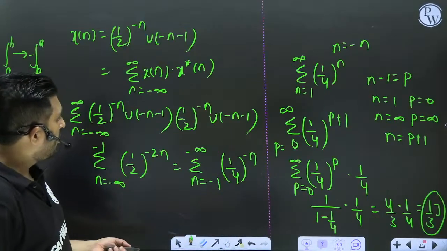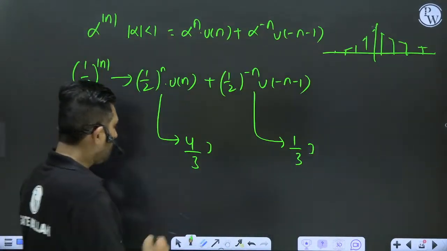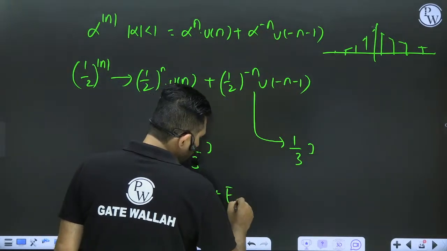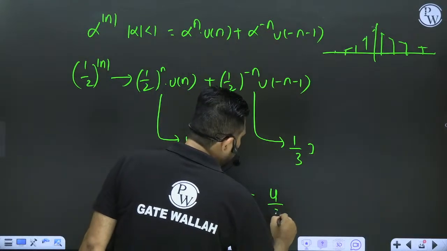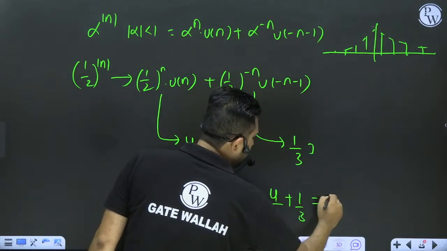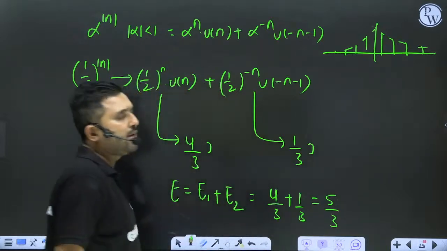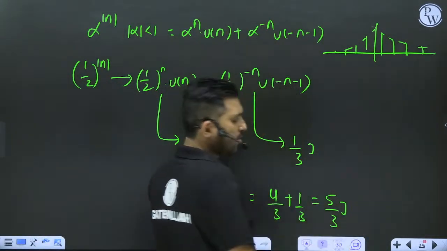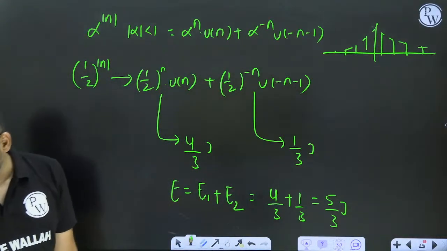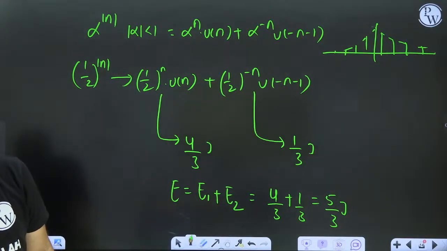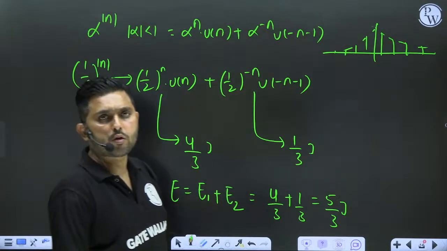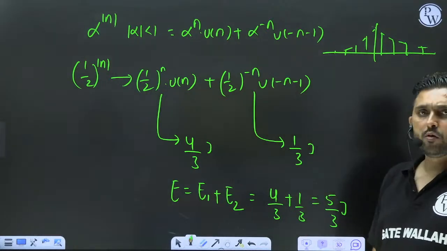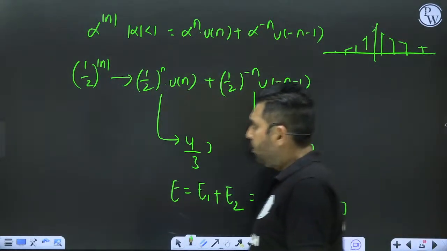Okay. So total energy would be E is E1 plus E2, and 4 by 3 plus 1 by 3 gives me 5 by 3 joule. So total energy is 5 by 3 joule. Total energy is 5 by 3 joule. That's one of the most important points we have to take care of.